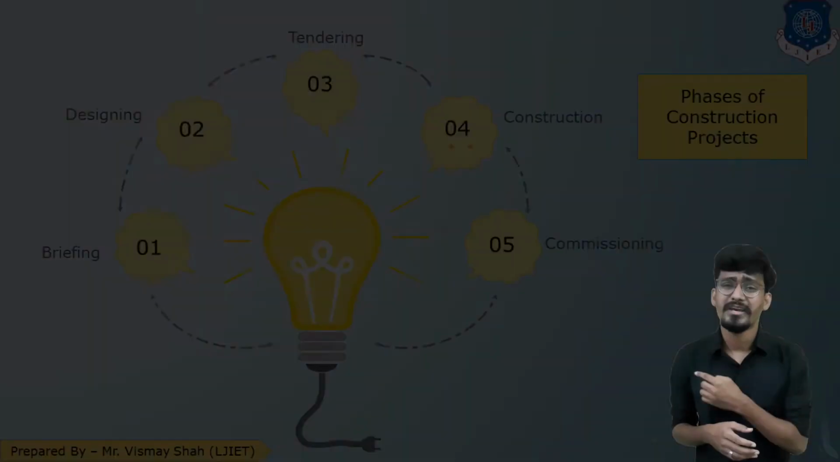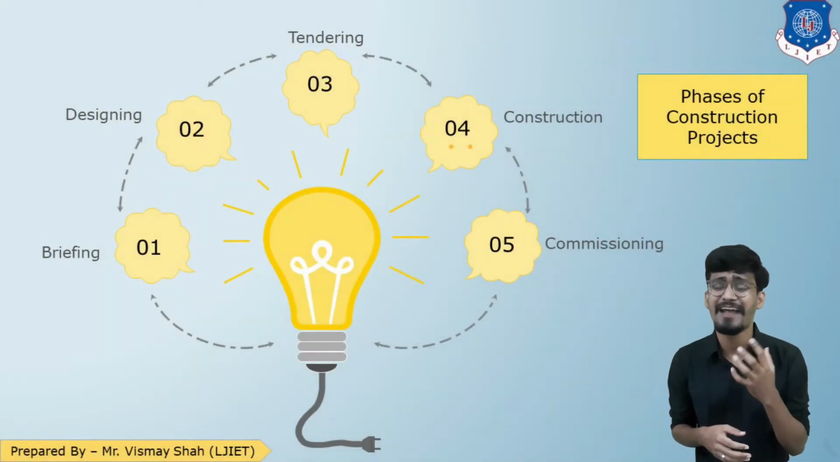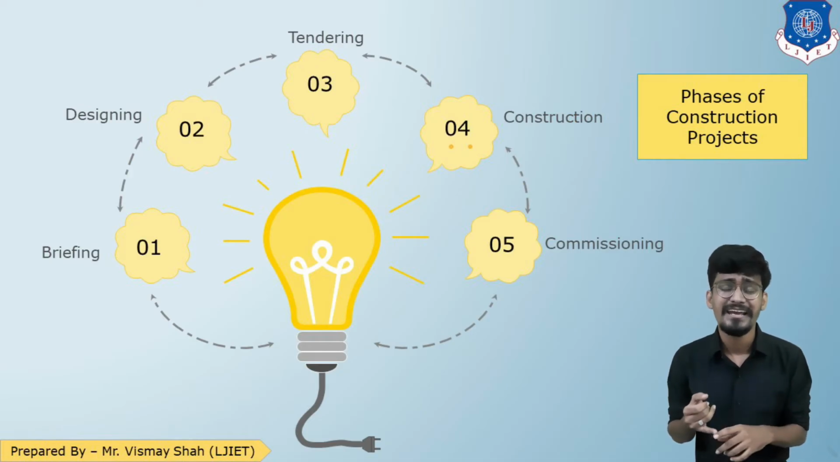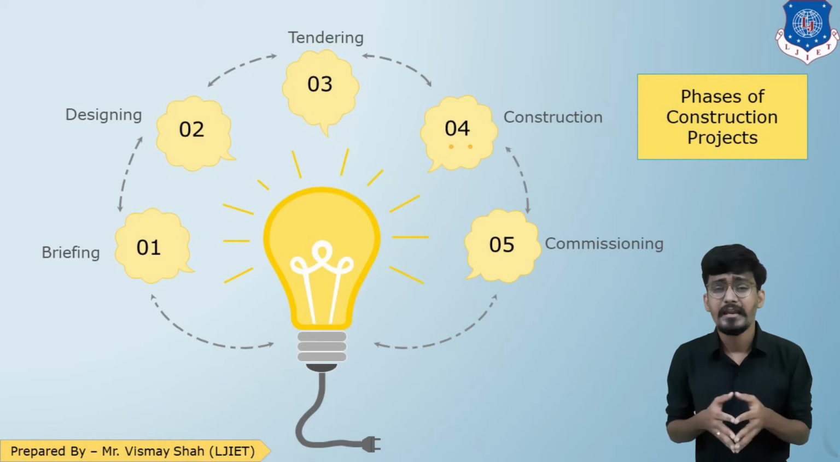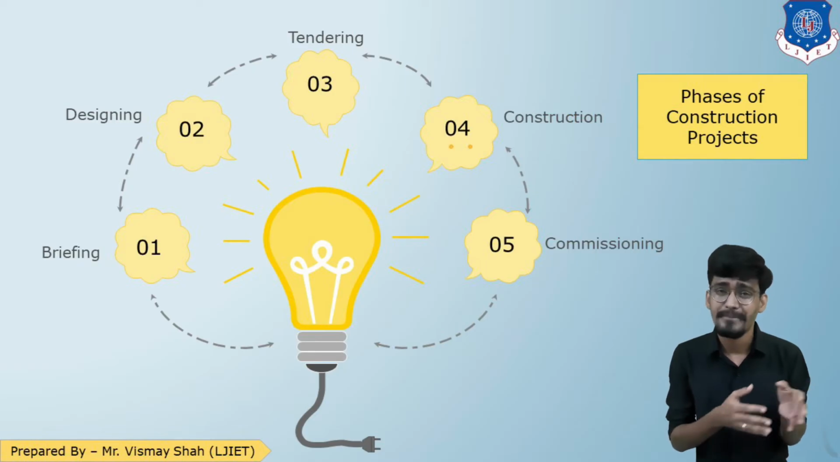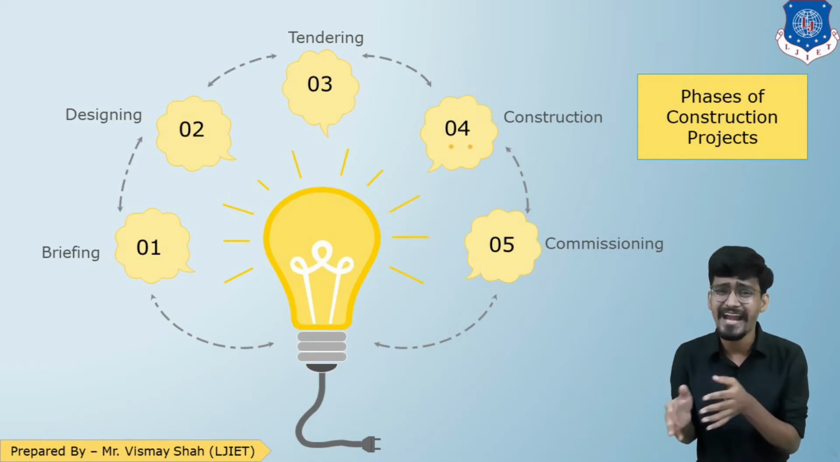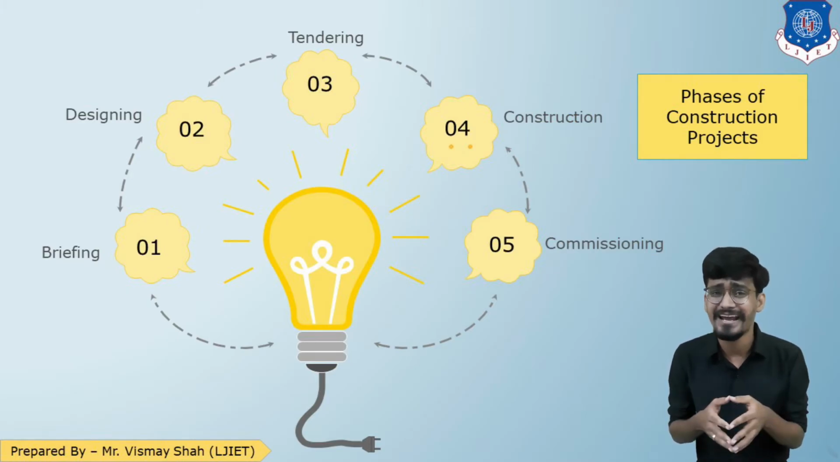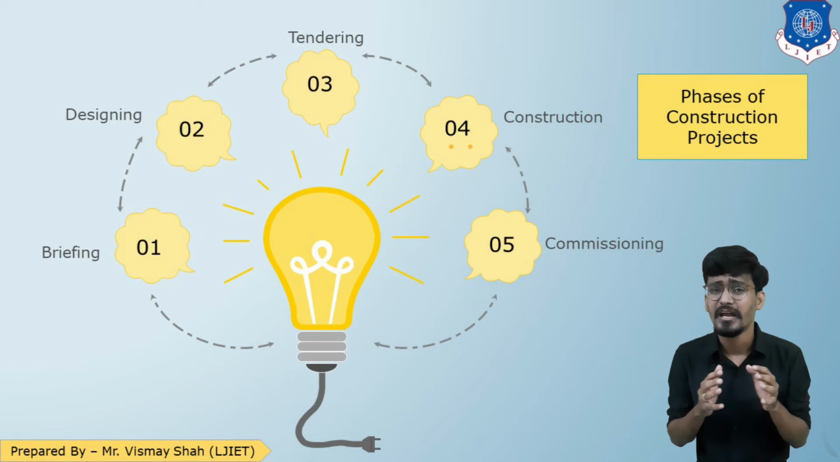Let us see. So here are the phases of a construction project. There are 5 phases. The first is briefing, then designing, then tendering, the fourth is construction, and the last is commissioning. In another way, you can classify the phases of a project as pre-construction, construction and post-construction. But to study them in detail, we are going to divide them into 5 parts. I'm repeating it again: briefing, designing, tendering, construction and commissioning.